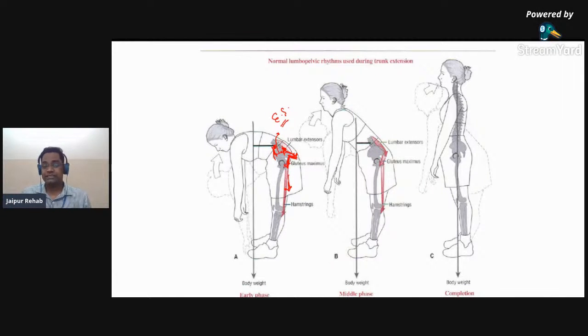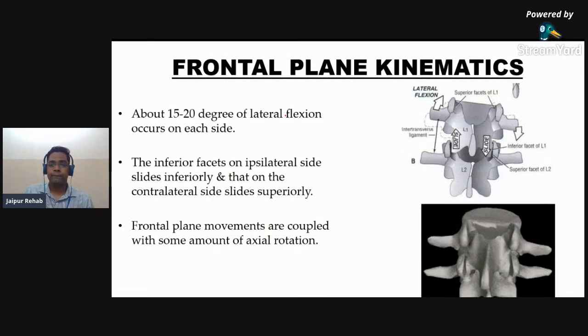All right, so this is something about the erector spinae, or that is something about the lumbopelvic rhythm I wanted you people to know about. Okay, coming on to probably the last part of the kinematics here, or the arthrokinematics, that is the frontal plane kinematics. Frontal plane में हमारा motion कौन सा होता है? That is the side bending, and we have almost 20 degrees of side bending available here.